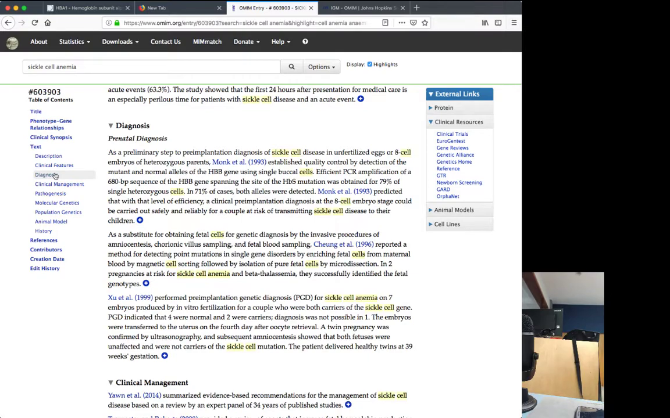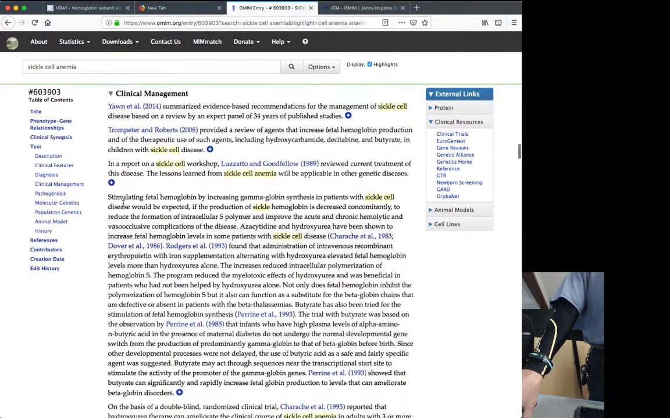Let's see. Wow, this has become extremely high-end. Well, look, it goes into the early pregnancy diagnosis. Do you think there's actually clinical management for this? Yes, there is. I don't know. Let's find out.